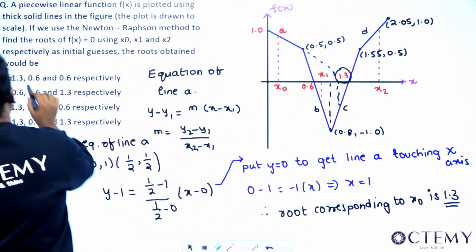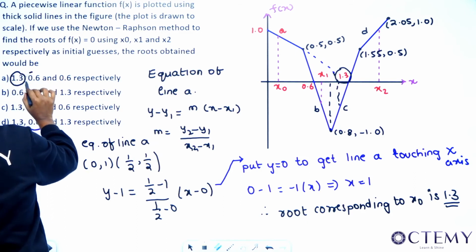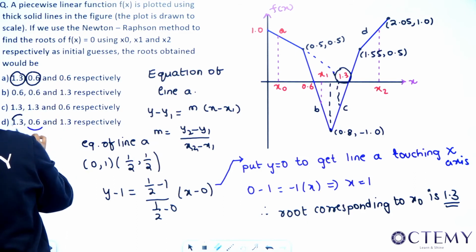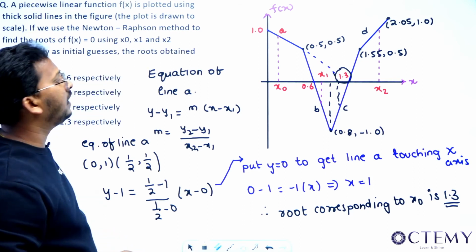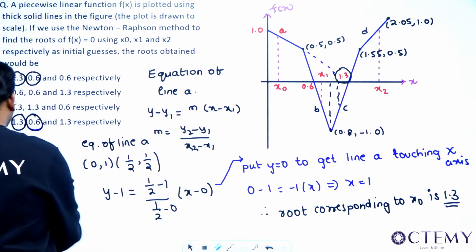So 1.3, 0.6 should be there. So 1.3, 0.6 is there in both option A and option D. We'll have to check for the line D also. So let us write the equation of line D.